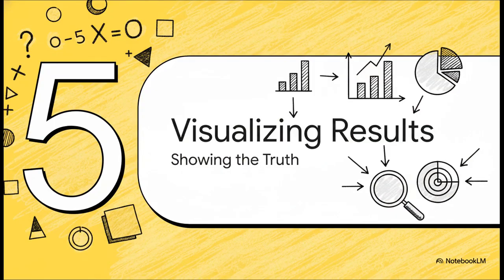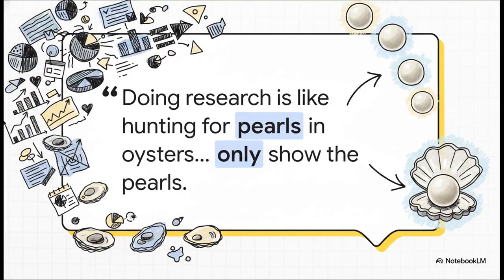All right, part 5. Visualizing the final results, showing the truth. I love this quote: "Doing research is like hunting for pearls in oysters. Only show the pearls." There's a massive difference between exploring your data by yourself and explaining it to an audience. When you're looking for patterns, you're going to make hundreds of messy charts. But when you're publishing, you have to strip away the clutter. You only present the polished insights, the pearls. Nobody wants you to dump empty oyster shells on them.